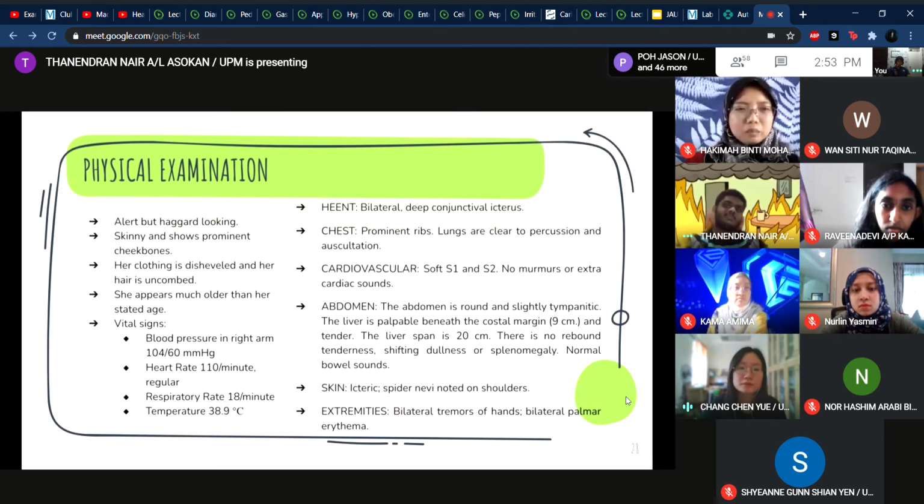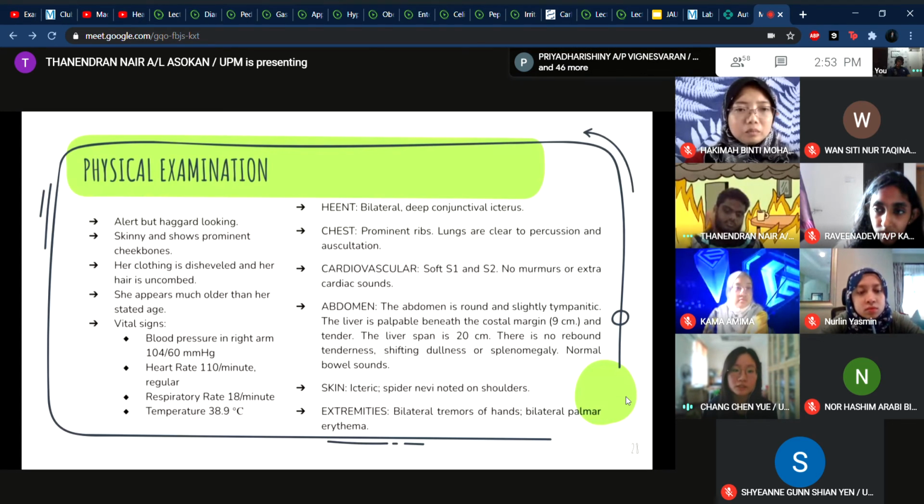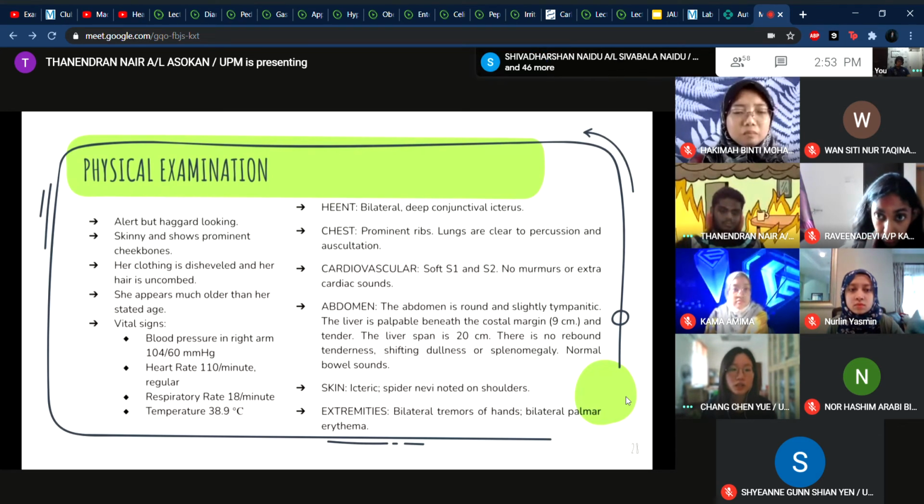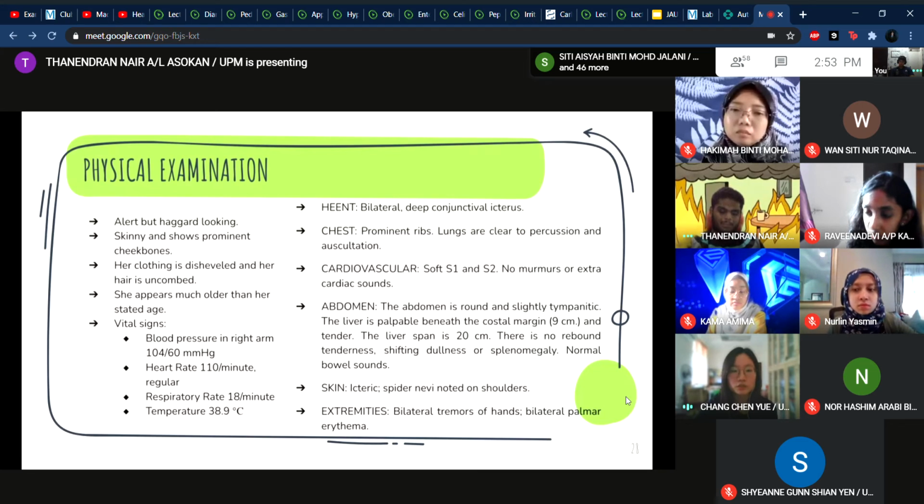Okay, so this is the physical examination of the case. She is alert but haggard looking, skinny and shows prominent cheekbones. Her clothing is disheveled and her hair is uncombed. She appears much older than her stated age. Her vital signs: blood pressure 104/60, heart rate 110 per minute, which is regular, respiratory rate 18 per minute, and temperature is 38.9 degrees Celsius.